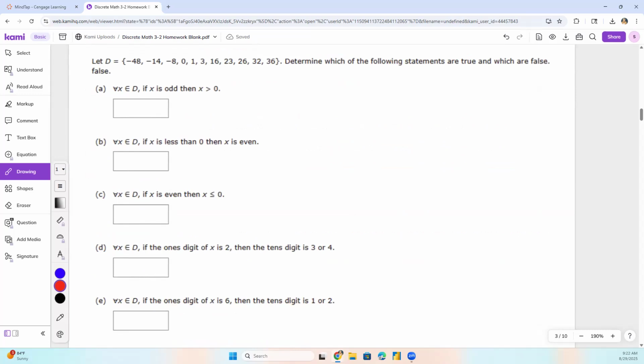Well, the next question on the homework, we have a domain given. And for this domain, we're going to decide if all these predicates are given as a true or false statement. So this one says, for every x in this set, if x is an odd number, x is greater than 0. So let's take a look at if x is an odd number. So this is an odd number, this is an odd number, and that's all I am saying is an odd number. And then 1 and 23, both of them are greater than 0. So this one is true.